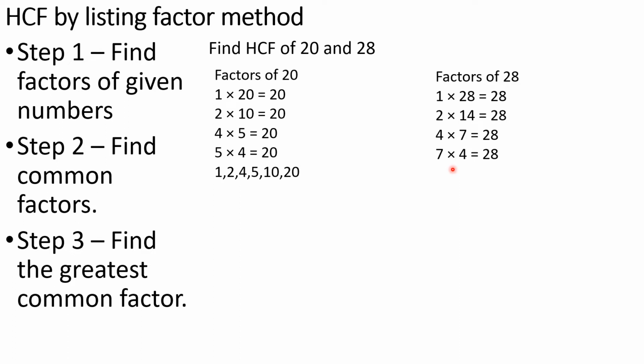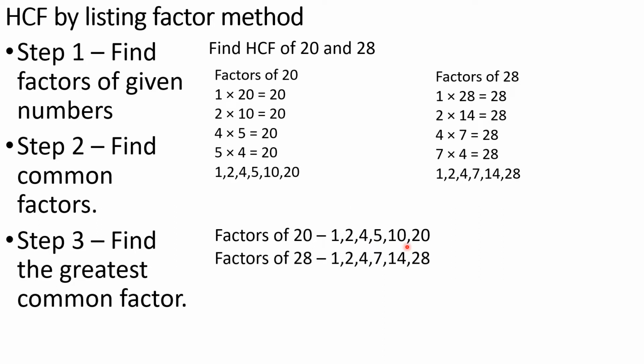Now we will arrange these factors in ascending order: 1, 2, 4, 7, 14 and 28. So the factors of 28 are 1, 2, 4, 7, 14, 28. Now we will write the factors of 20, and the factors of 28.